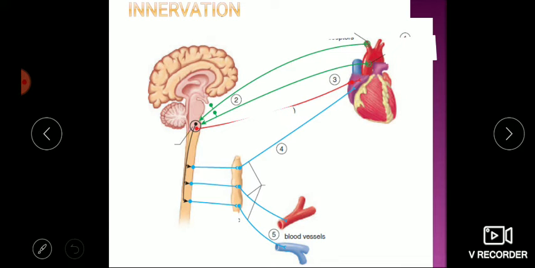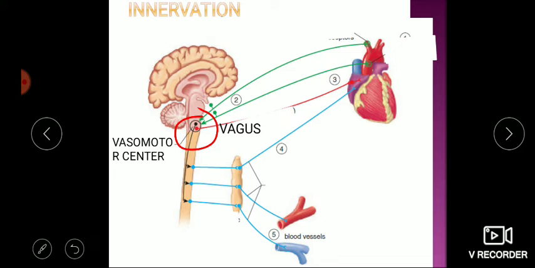Now the SA node and AV node generate impulses at regular intervals, that is called autorhythmicity. But as per the need, we may need to increase the heart rate, and we may need to give rest to the heart and decrease the heart rate, but it is controlled automatically. It is not under voluntary will. Now this is controlled by the vasomotor center located in the medulla oblongata.